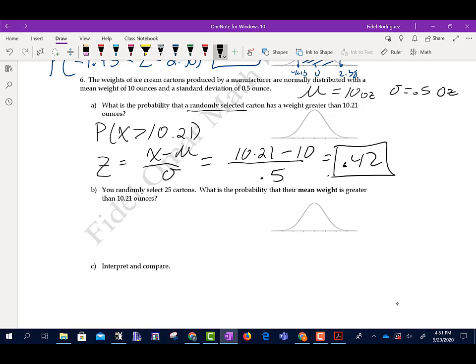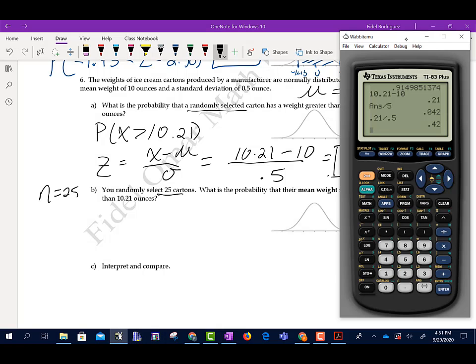All right. Now, look at part B. Now part B says we randomly select 25 cartons. What's the probability that their mean weight is greater than 10.21 ounces? Okay, so now we're going to find the mean of our sample means and the standard deviation of our sample means. So remember, the mean is the same. The standard deviation of the sample means is going to be 0.5 divided by, that's my n, right? The square root of n.